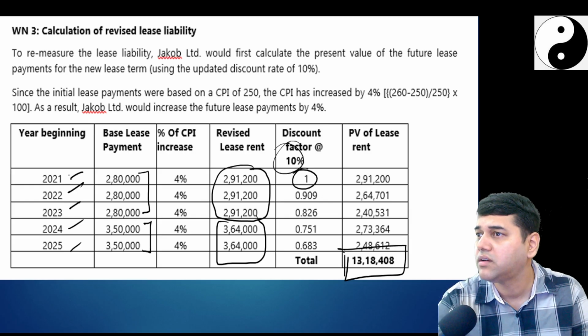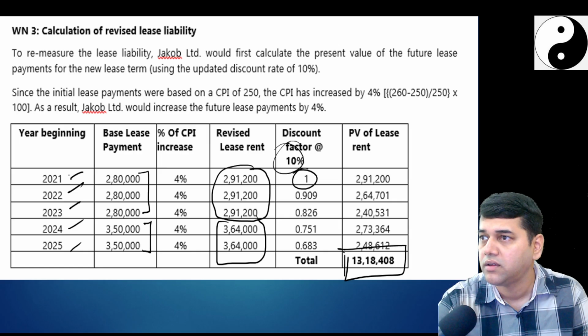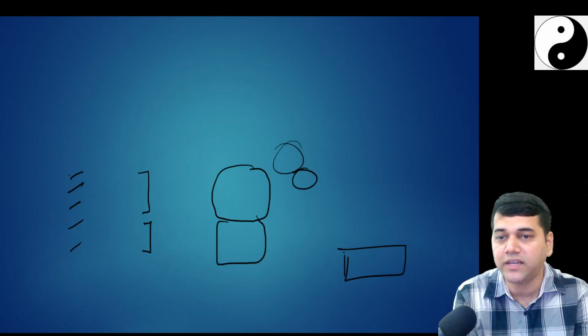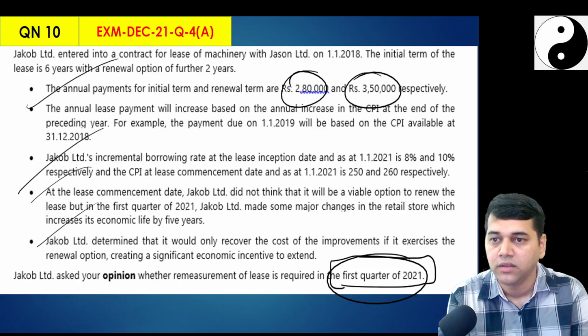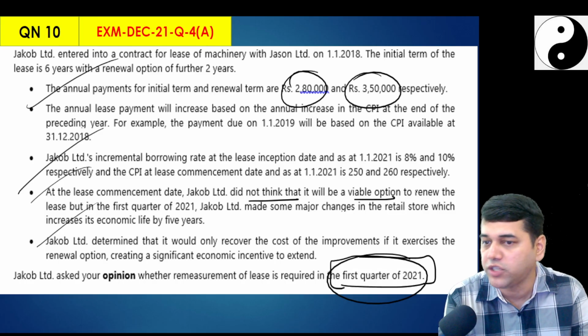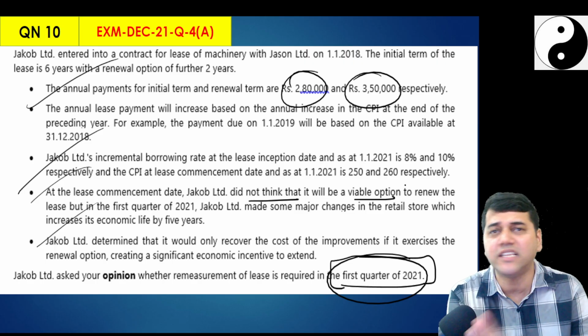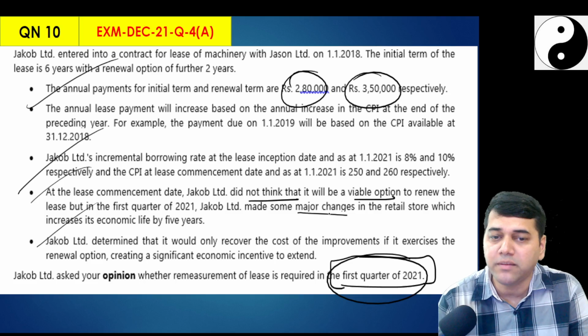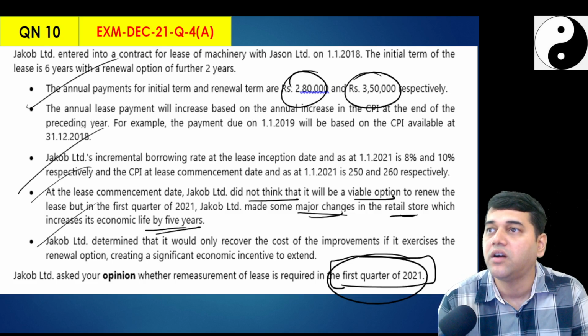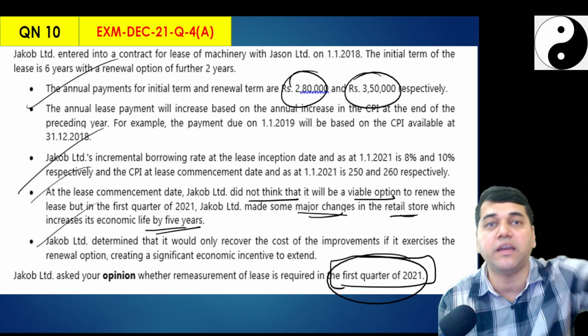Economic 5 years. Of what? Of some economic life of that. See, if I go back to the question, they said that you did not think that you are going to take the viable option to renew. So you had a very clear idea that you are not going to renew, but you made some changes to the retail store which increase the economic life of that investment by 5 more years.